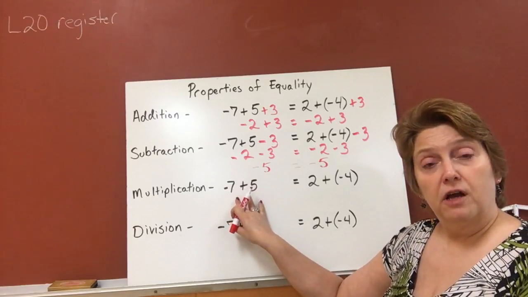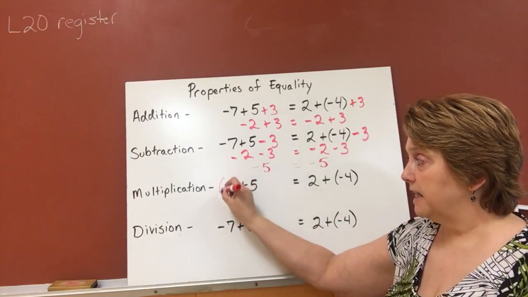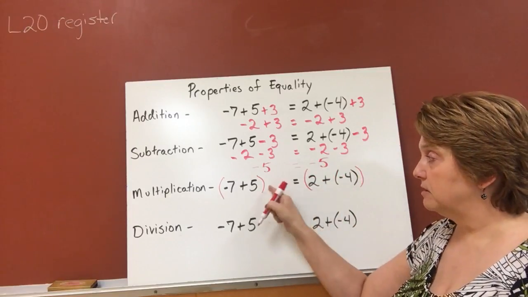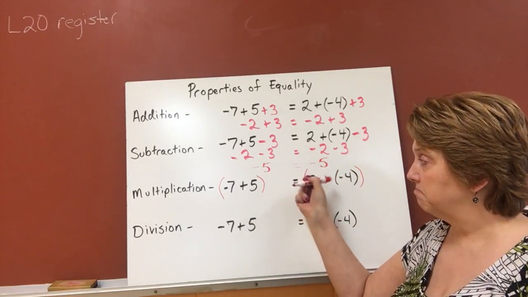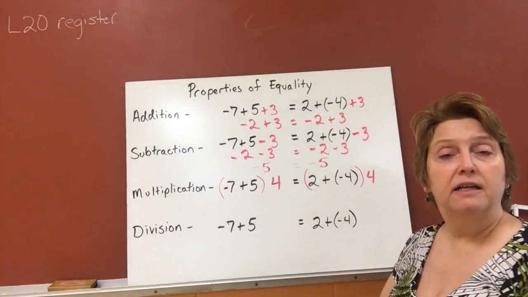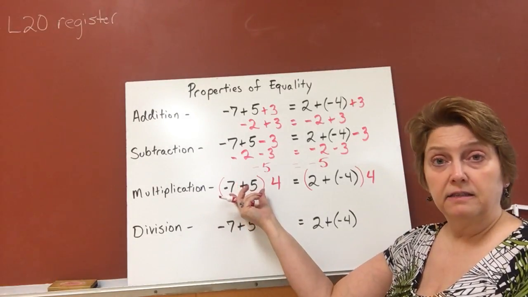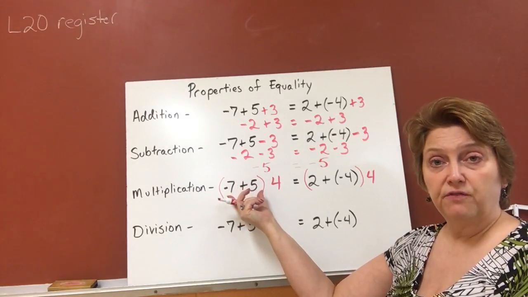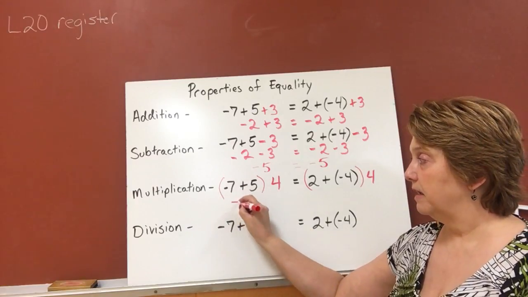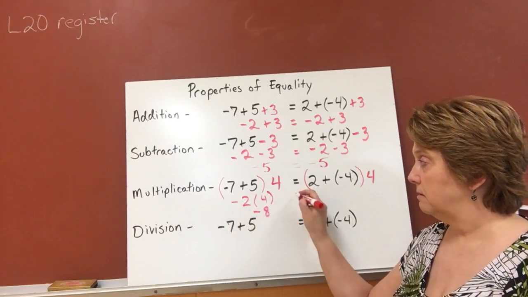If we talk about multiplication properties of equality, let's say that I take this whole thing right here on both sides and I multiply both sides by 4. So I'm going to multiply both sides of this equation by the same number. So this, of course, again is -2. -7 plus 5 is -2 times 4. -2 times 4 is -8.